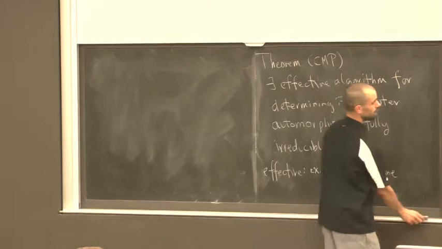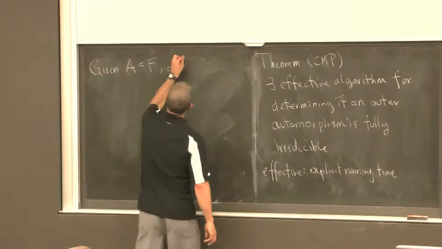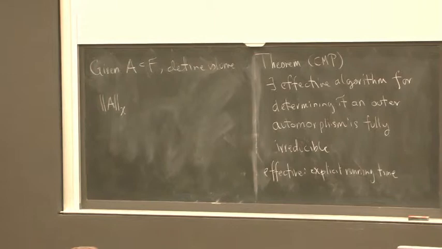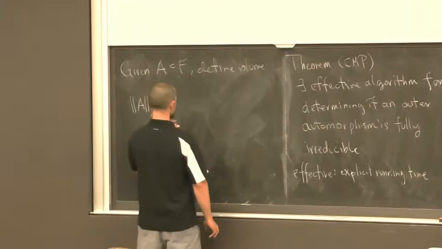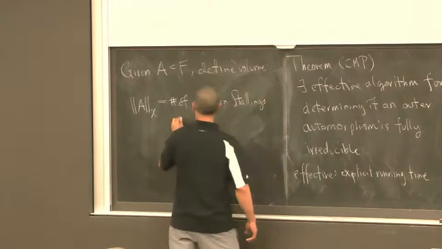And so given a subgroup of the free group, we define the volume as follows. Given A, a subgroup of F, define the volume, which I'll denote with these vertical bars, as just the number of edges in the Stallings core graph for A with respect to this basis. I'll give a better definition of that, but you already know what that is. So this is the number of edges in the Stallings core graph.